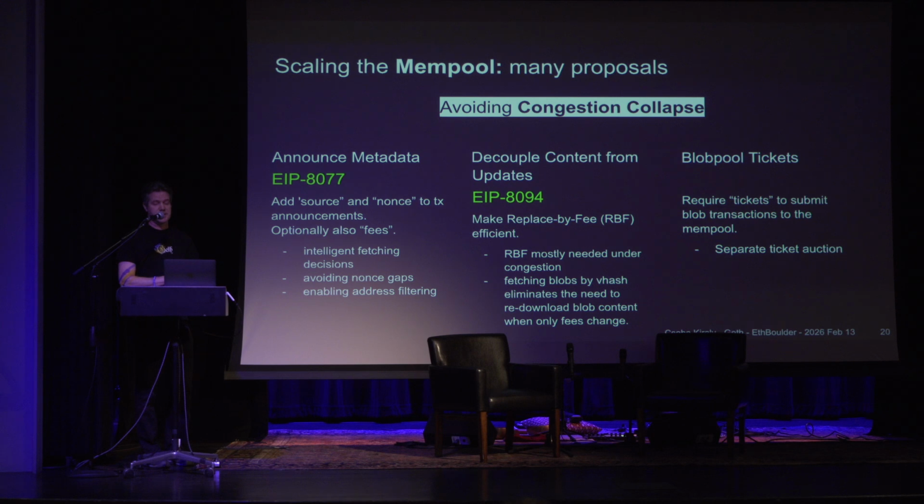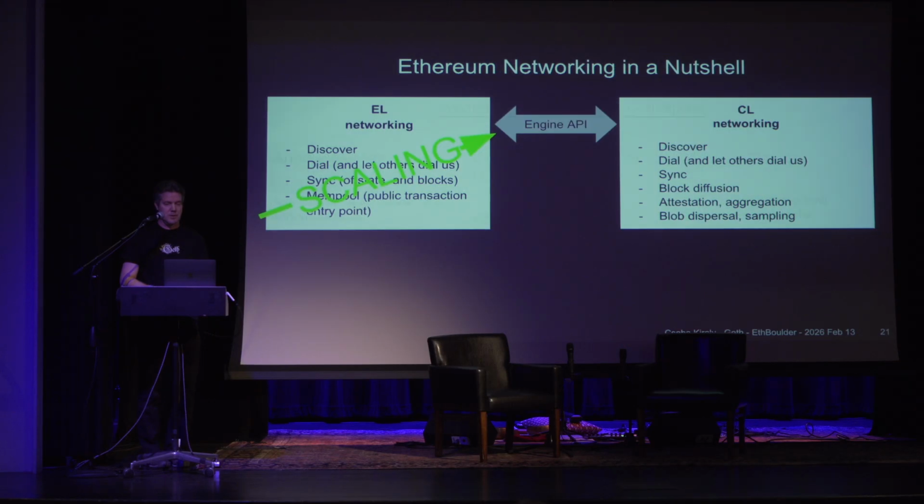And then there is a third proposal, which is called blob pool tickets, which is, well, you require tickets to submit blob transactions. I'm not going into detail of that. That's being actively worked on. Okay, yeah, so this is how we scale DL.